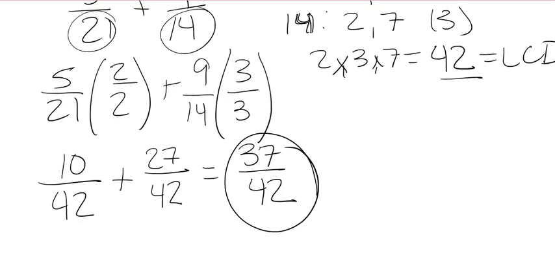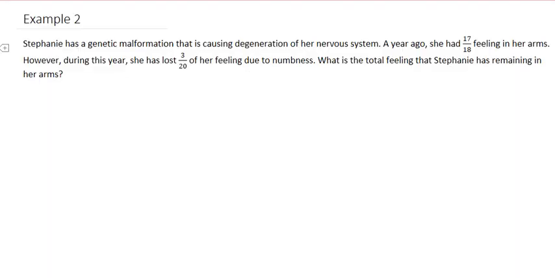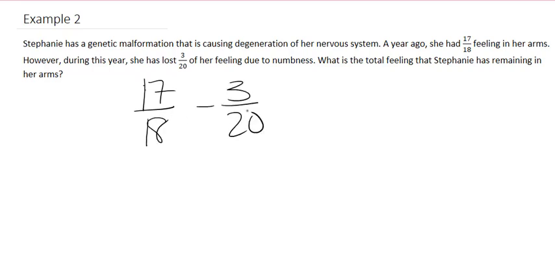Let us now look at a second example. Example 2. Stephanie has a genetic malformation that is causing a degeneration of her nervous system. A year ago, she had 17/18 feeling in her arms. However, during this year, she has lost 3/20 of her feeling due to numbness. So what is the total feeling that Stephanie has remaining in her arms? So for this problem, we are starting out with 17 over 18, and we're subtracting 3/20 to get what she is now feeling in her arm.